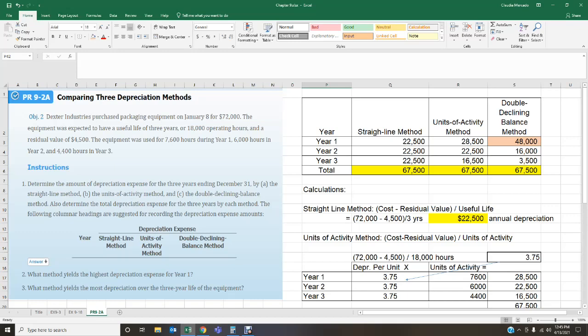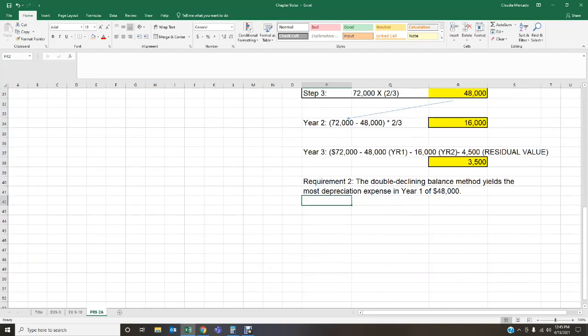Okay, now requirement 3. What method yields the most depreciation over the 3-year life of the equipment? So if you notice, over the 3-year life, all 3 yield the same amount, 67,500.